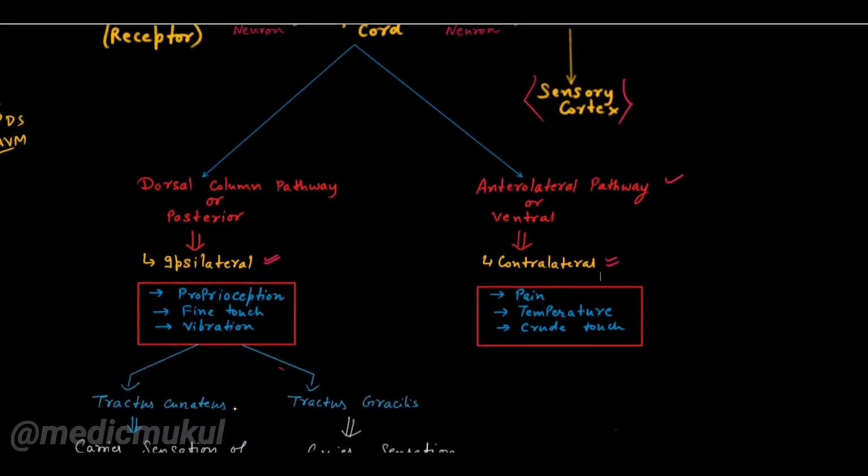Ipsilateral is involved in proprioception, fine touch, and vibration. Contralateral is responsible for pain, temperature, and crude touch. So the anterolateral pathway is responsible for pain, temperature, and crude touch, and the dorsal column pathway is responsible for fine touch, vibration, and proprioception.